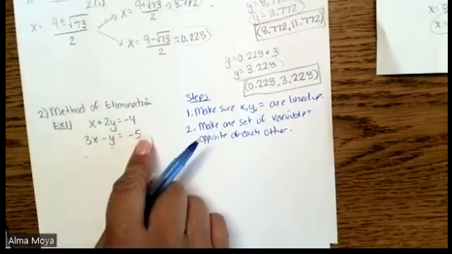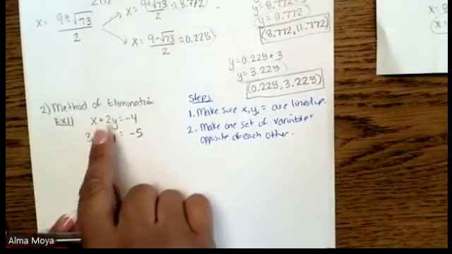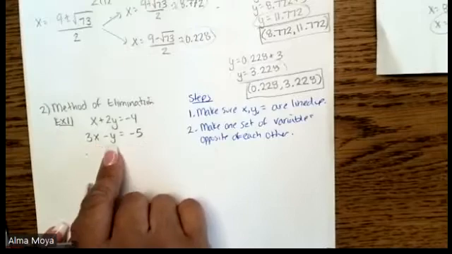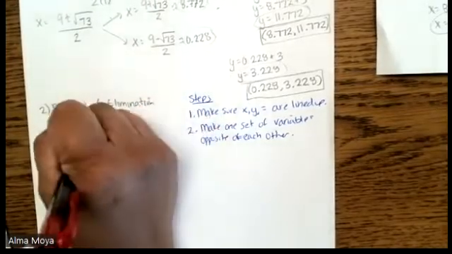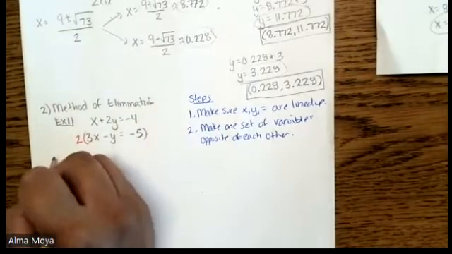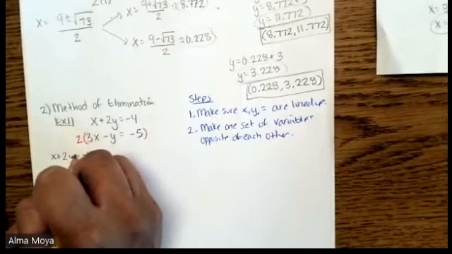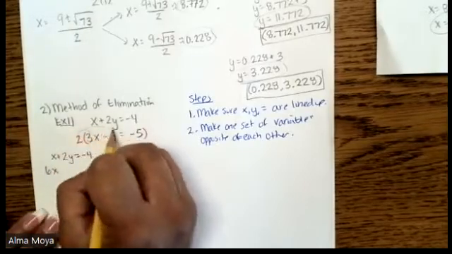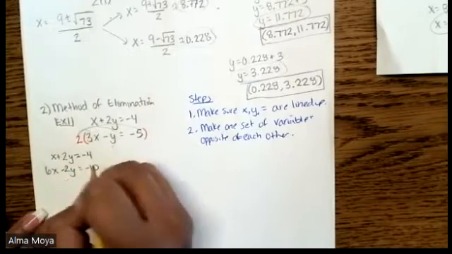So right here, what I'm going to do is make the y's cancel out. That's already a positive 2y, so I need that to be a negative 2y. The only way to make that a negative 2y, it's already negative, I just have to multiply all of that by the number 2. So I'm going to keep the top equation the same. But the bottom equation, that's going to be a 6x, a negative 2y, and a negative 10.